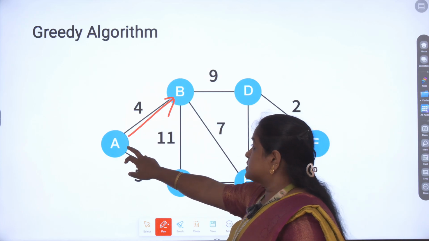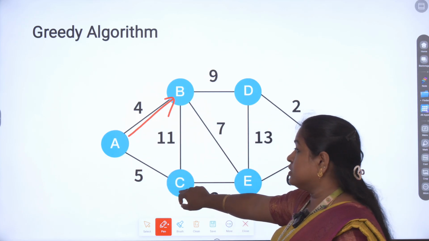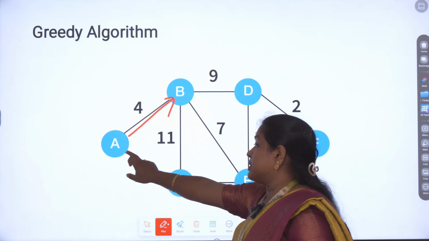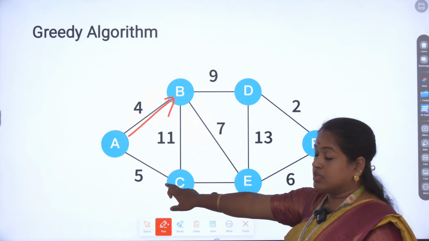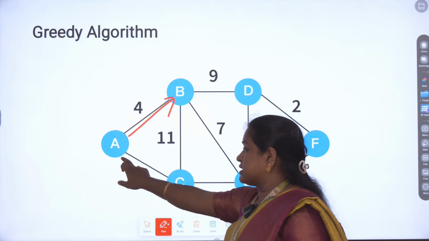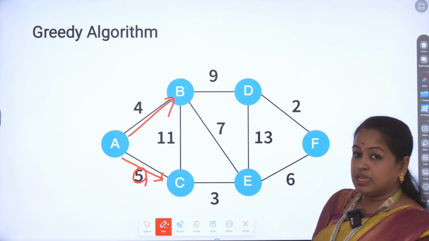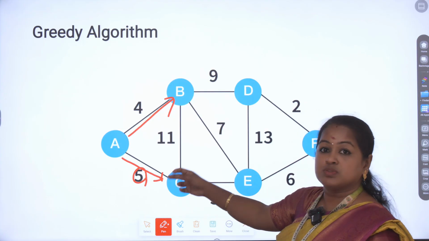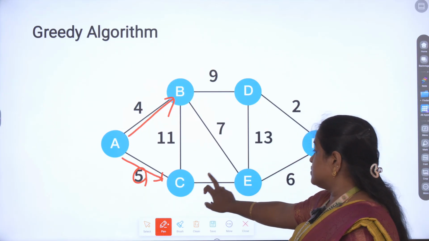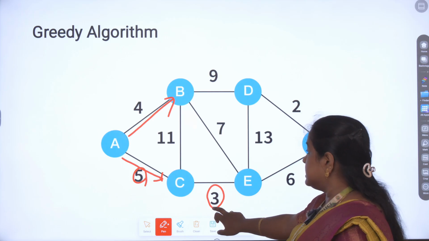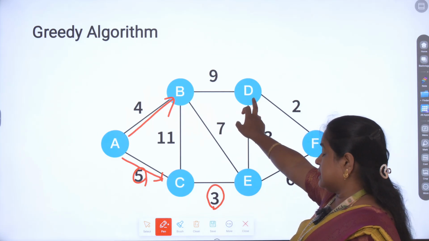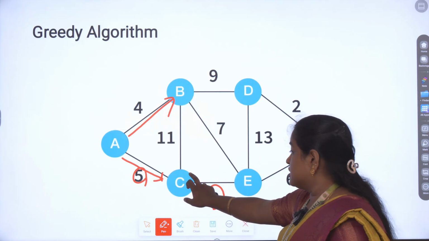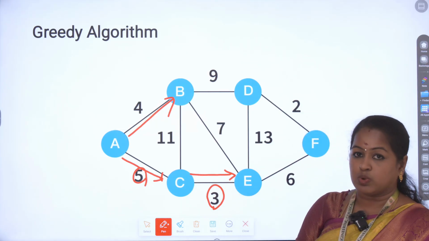From the next point I have to traverse to another node. From B to D it is going to take 9 and from A to C it will take me 5. So 5 is the smallest path, and I am going to travel to C. From A to C I have traveled. Now I have to traverse to the next node. From C to E it is going to cost me 3 and from B to D it is 9. When I compare these both, C to E is the smallest path, so I am going to traverse to the smallest one.